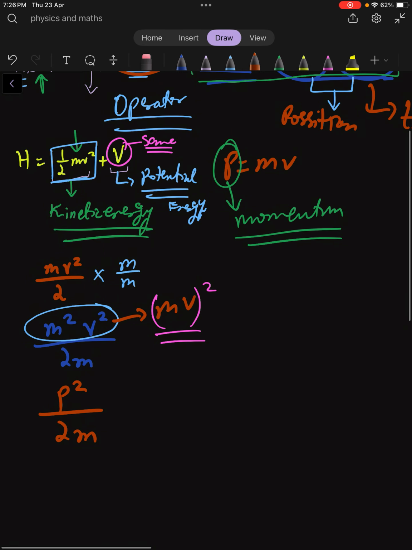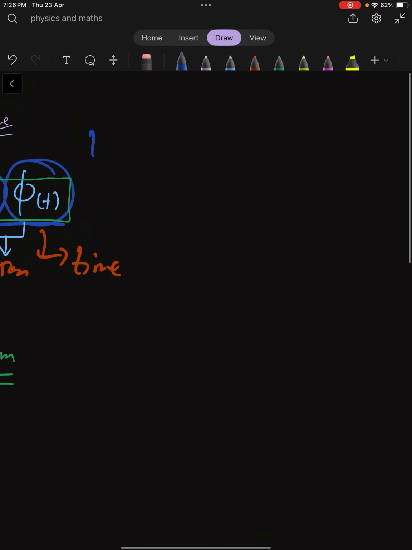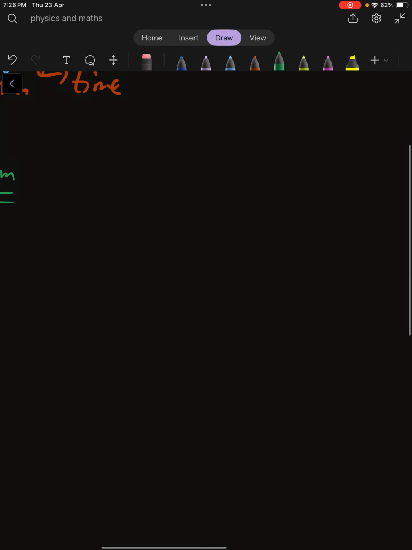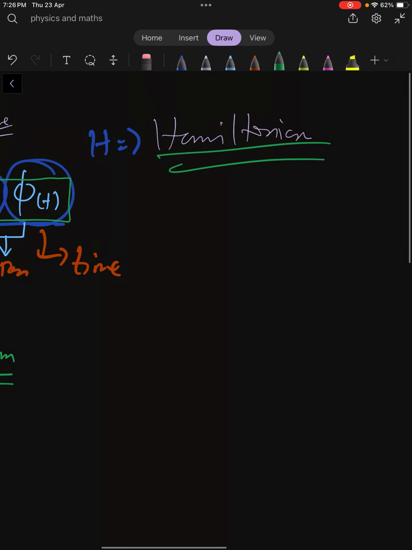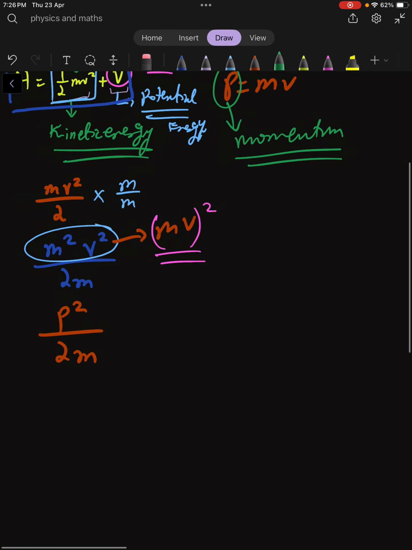So if I rewrite this equation, the name of this H is, let me write the name of the H. It has a special name, Hamiltonian, named after the person who came up with it. And when you have a hat, you get a Hamiltonian operator. Now, rewriting the equation, I get H equals p square over 2m plus V.